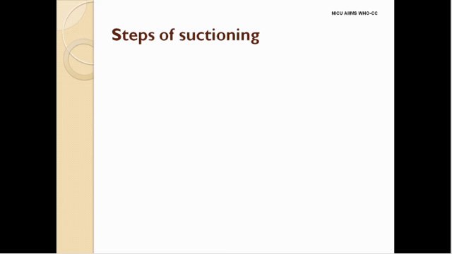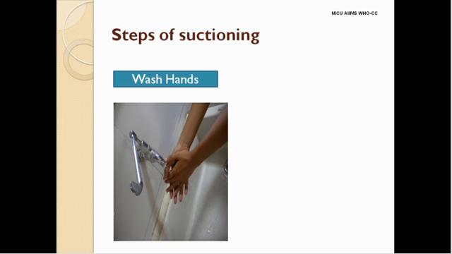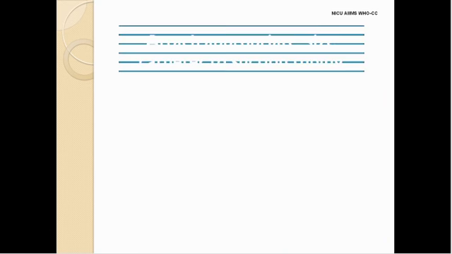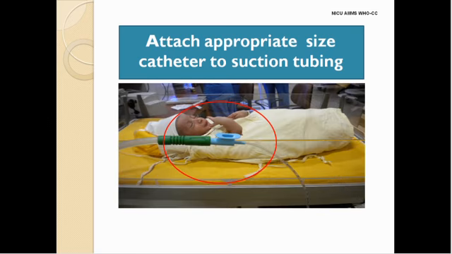Now we shall discuss the different steps of suctioning. The first and the most important step is proper hand washing, and this we all know is the first important step to maintain asepsis. One should follow appropriate hand hygiene protocol and then don a pair of sterile gloves. After this, attach the appropriate size suction catheter to the suction tubing.